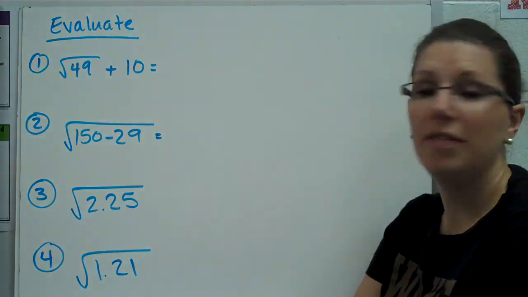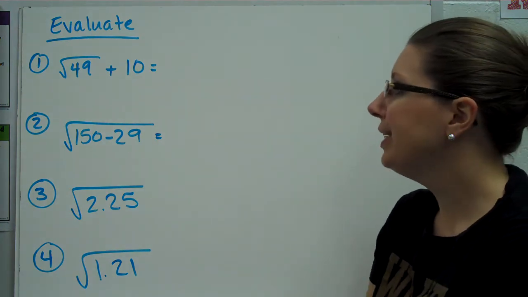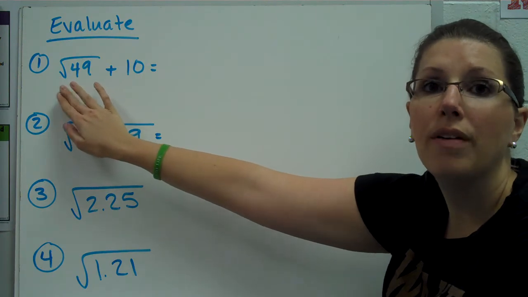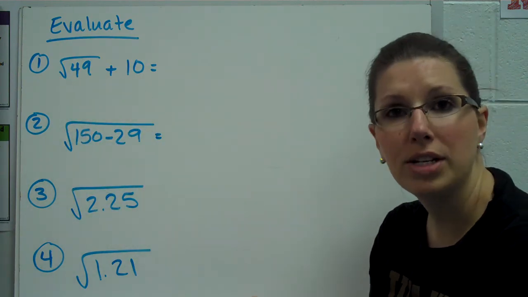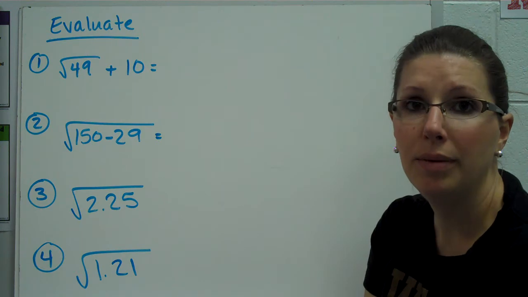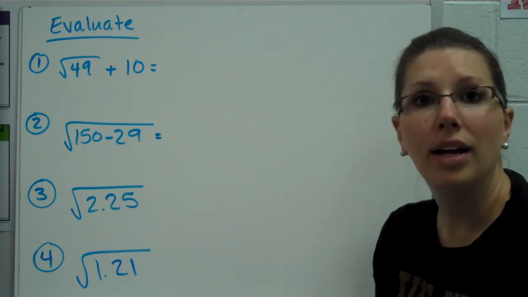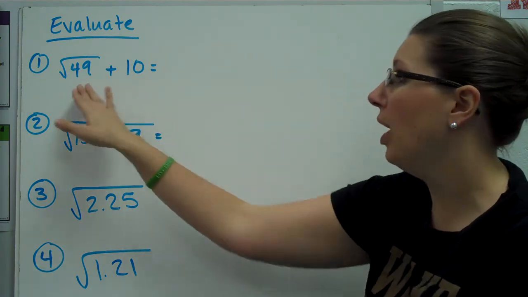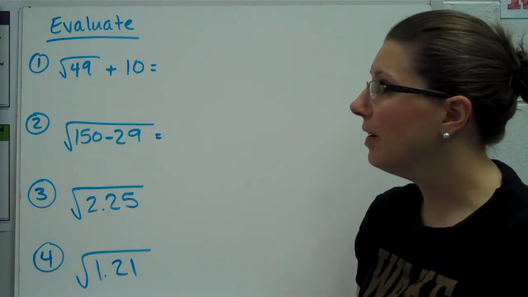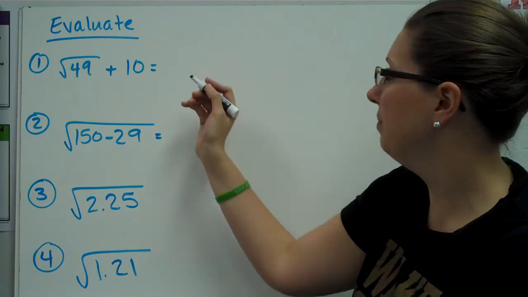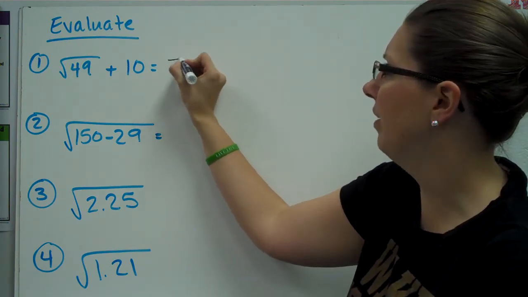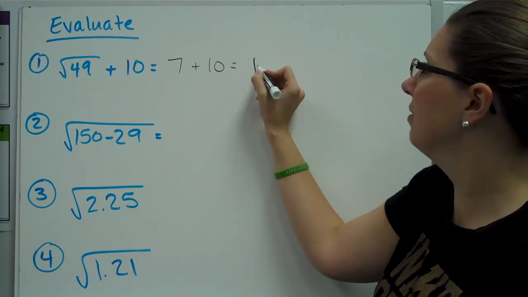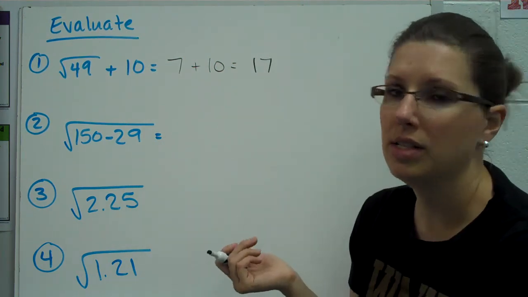All right, we've got some evaluating to do. What we need to do when we see these problems is we need to concentrate on the square root first. Kind of like order of operations, we would concentrate on the exponent. Well, this is the opposite of raising something to a power. So this kind of takes priority. So let's first find the square root of 49 in problem 1. Square root of 49 is 7. Then let's add 10 to it, and we get 17. So 17 is our answer.